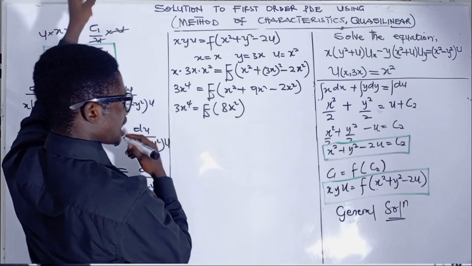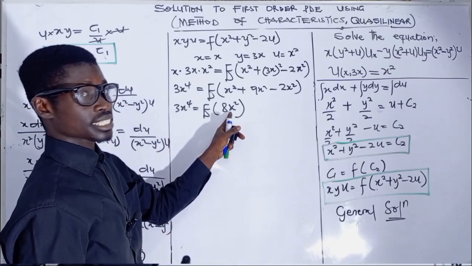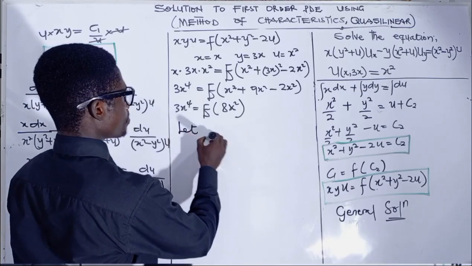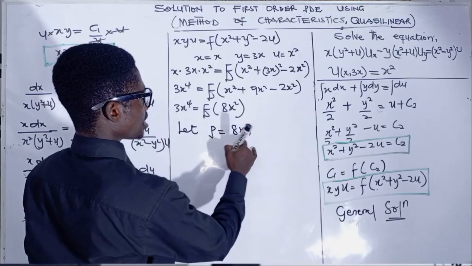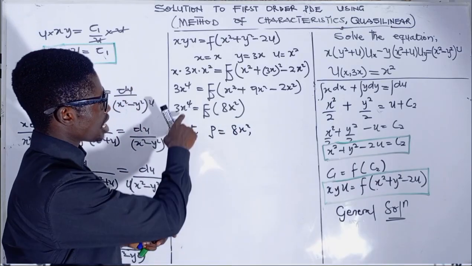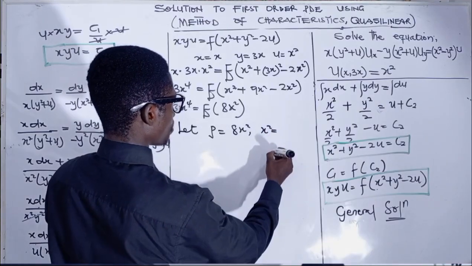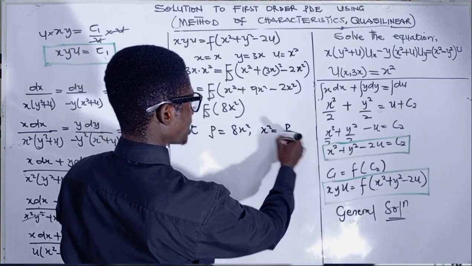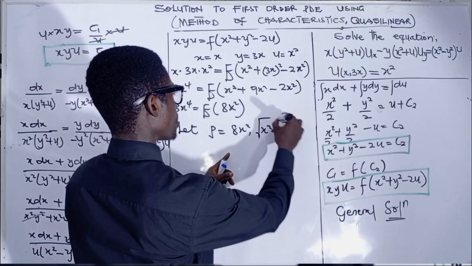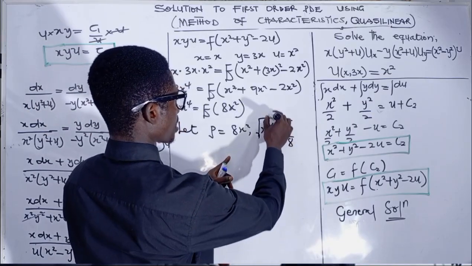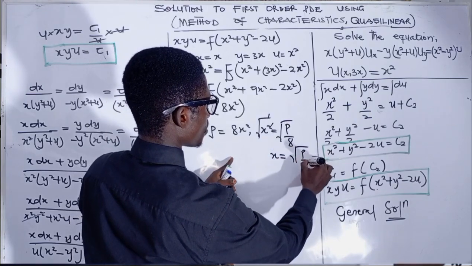So what we are going to do here is let any variable represent what is in the function. So we are letting p represent what is in the function, 8x squared. Now from here, let's make x squared the subject since we have x raised to the power 4. So we have x squared is equal to p all over 8. We can decide to use this, or we can take the square root on either side of the equal sign, so that this will cancel. Then we have x equal to root of p all over 8.